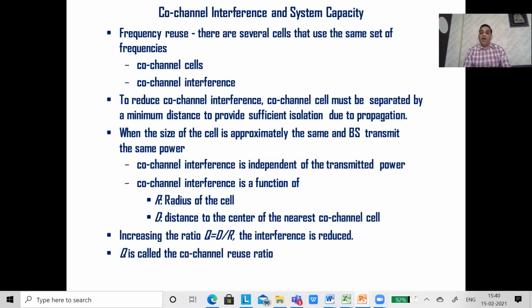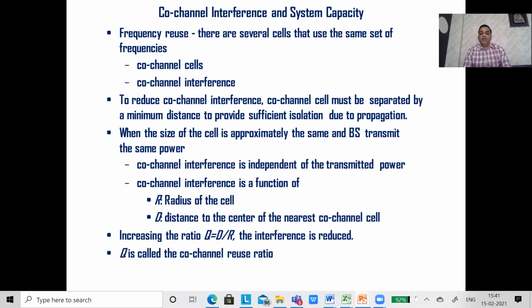When the size of the cell is approximately the same, the base stations transmit the same power. So co-channel interference is independent of transmitter power. This is the important point here that everyone should note. Co-channel interference is independent of transmitter power. Well, co-channel interference is a function of two parameters. One is the radius of the cell, capital R, and the other is the distance to the center of the nearest co-channel cell. This distance is called capital D.